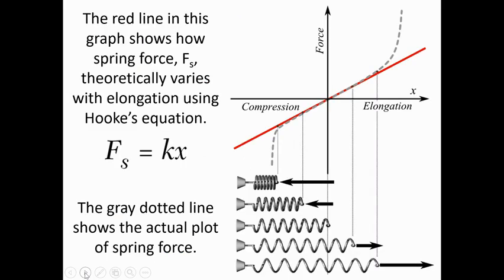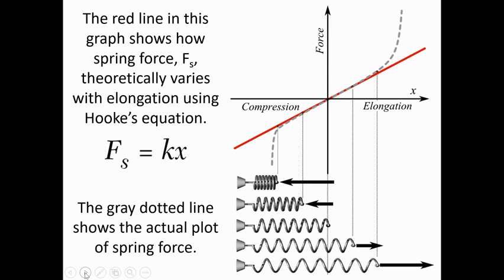Now, be warned, Hooke's law works for some situations, but not all situations. So here's a little peek behind the curtain, if you will. In the diagram, the red line on the graph shows how spring force theoretically varies with elongation distance according to Hooke's law. So this represents a linear relationship for both elongation, or stretched, or compression distance. However, in the real world, this is not what we typically see.